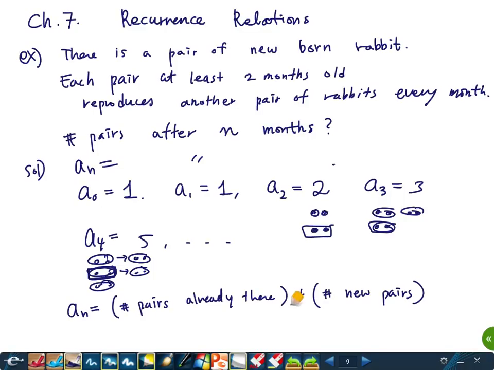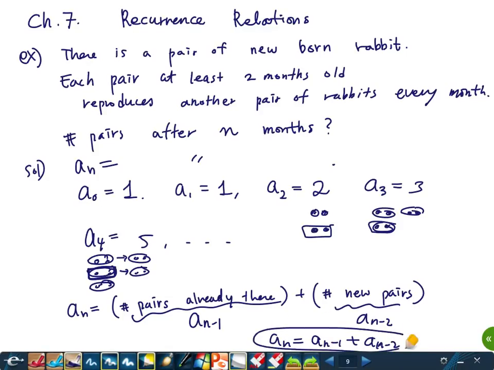What is this? Number of pairs already there. That means number of pairs in the previous month. So this is what? an minus 1, right? And what about this? Which pairs can reproduce? 2-month-old. That means the pairs which were already there 2 months ago, they will reproduce. So this is an minus 2. This is an minus 1. So we have this relation an equals an minus 1 plus an minus 2.